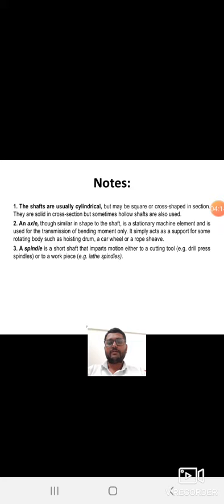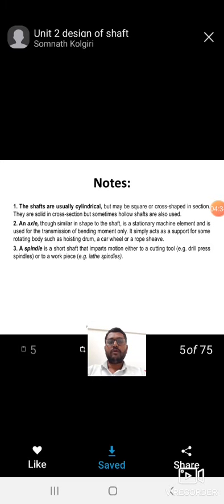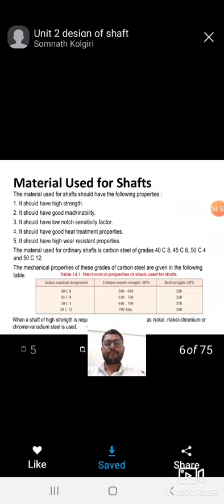Then next concept is axle. An axle, though similar in shape to the shaft, is a stationary machine element and is used for the transmission of bending moment only. It simply acts as a support for some rotating body such as a hoisting drum, car wheel, or rope sheaves. Next is spindle. A spindle is a short shaft that imparts motion either to a cutting tool, for example a drill press, or to a workpiece, for example lathe spindles.